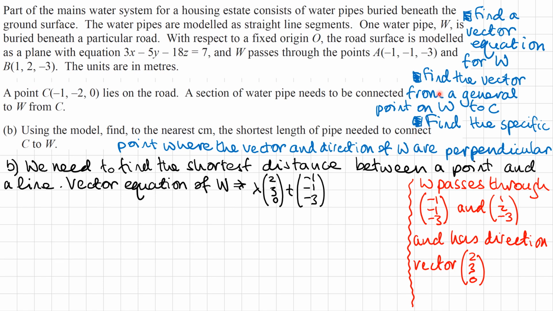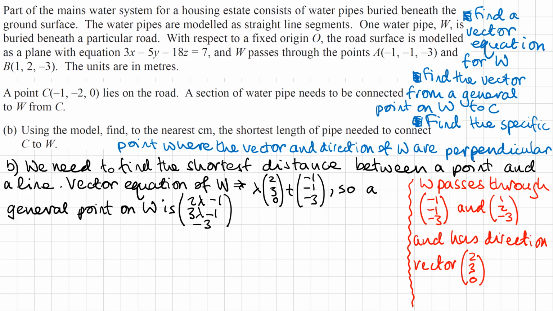The second step is to find a vector from a general point on W to C. So let's first of all find a general point on W using this. And it's very easy to find a general point. You just lump together these two vectors into one. If I do that, I will get 2 lambda minus 1, 3 lambda minus 1, and then just -3, like 0 lambda minus 3. So there's my general point on W.